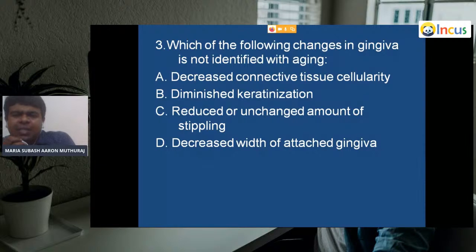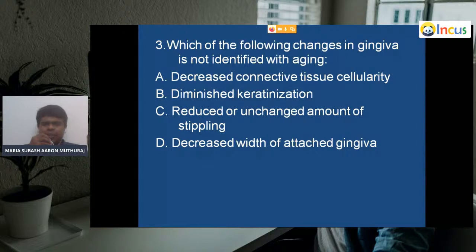Okay, there will be reduced stippling also. Stippling will be reduced. Actually, stippling appears by 5 years of age, and it will be reduced after reaching old age. The amount of stippling will be reduced. Okay, therefore answer C is also correct.